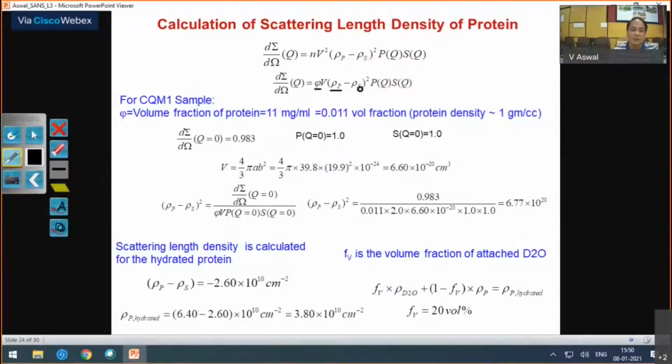So for example, in these calculations, we know most of the terms. We know the volume fraction. We know the V because we have already modeled this term. We know P of Q, we know S of Q. And then we calculate this contrast, rho P actually. The proteins mostly will also be hydrated by water. So it is different from the non-hydrated protein, which comes around 3.8 into 10 power 10 centimeters, which is attached to the protein. And that comes out to be 20% water attached to the protein. So this term and any unknown thing on the right hand side of these expressions can be obtained.